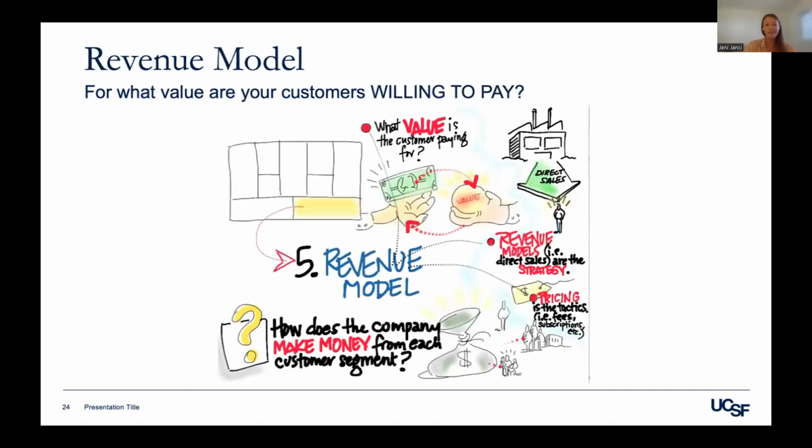And then from there, you have a revenue model. So what are your customers willing to pay? And what is this value? Revenue models can be direct sales, they can be subscription models. So there's a strategy behind it. And then there's also pricing.